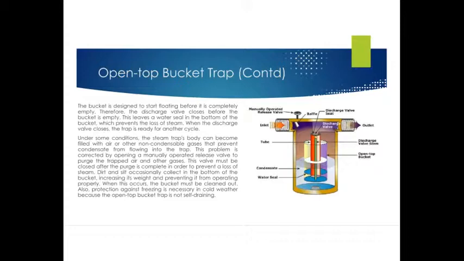Under some conditions, the steam trap's body can become filled with air or other non-condensable gases that prevent condensate from flowing into the trap. This problem is corrected by opening a manually operated release valve to purge the trapped air and other gases. This valve must be closed after the purge is complete in order to prevent a loss of steam. Dirt and silt occasionally collect in the bottom of the bucket, increasing its weight and preventing it from operating properly. When this occurs, the bucket must be cleaned out. Also, protection against freezing is necessary in cold weather because the open-top bucket trap is not self-draining.